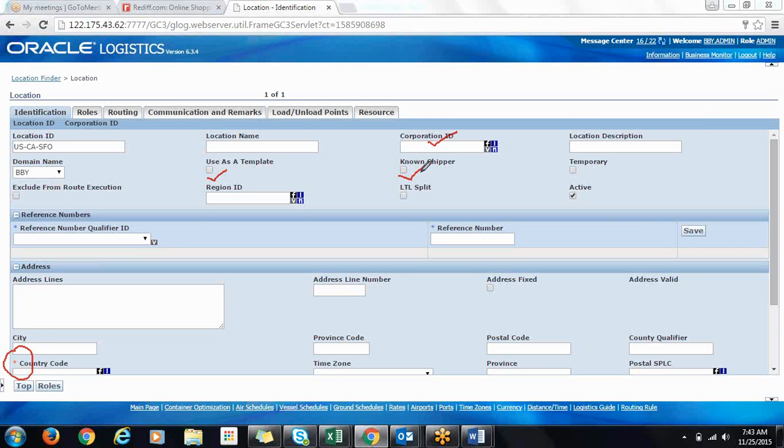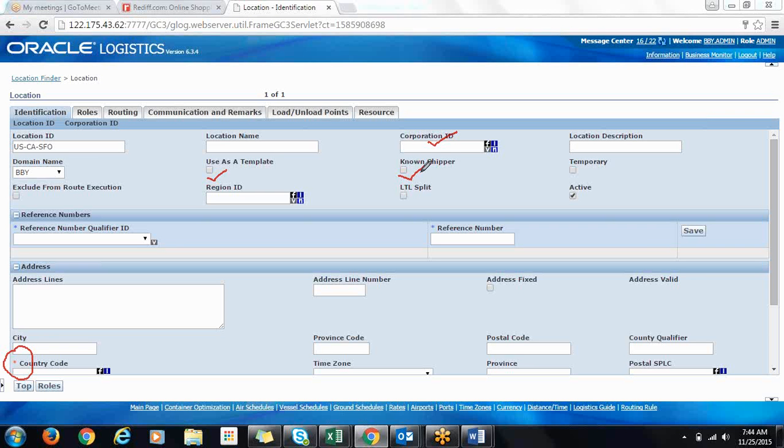Typically, perishable items are always used for this particular known shipper qualifying, because they want to maximize the shelf life and minimize the transit time. So for that particular case, a known shipper tag will be there.